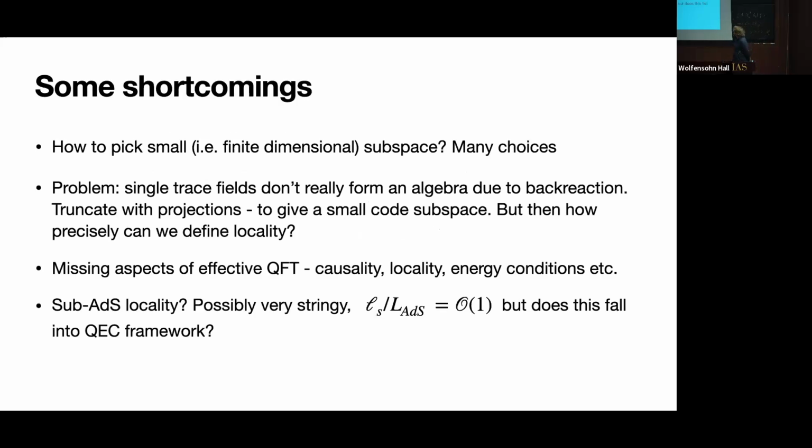Now there are some shortcomings. There's of course a huge ambiguity in how we pick this small finite dimensional Hilbert space. There's many choices.